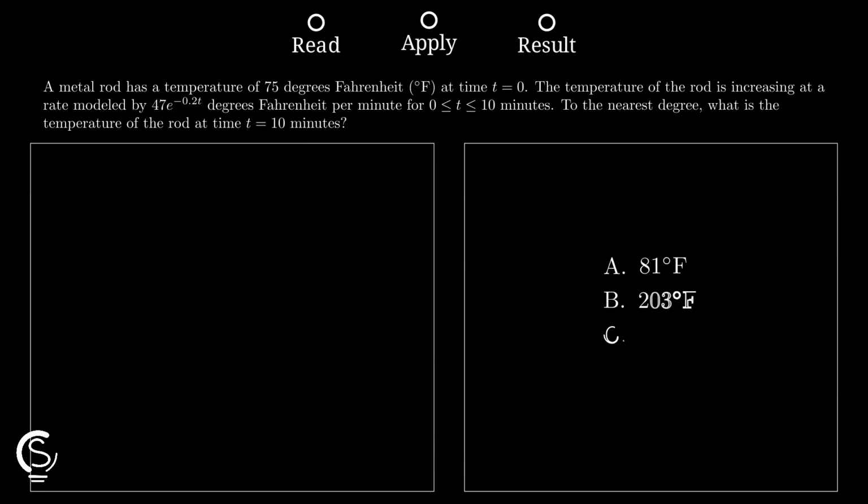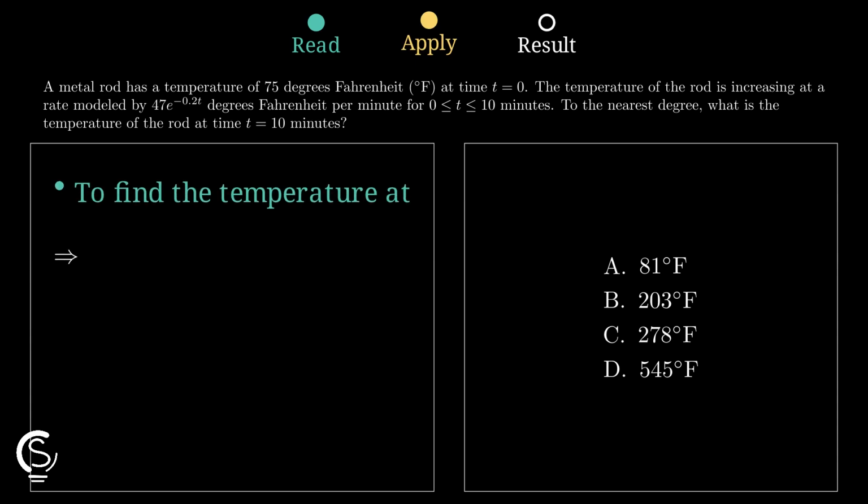To find the temperature at 10 minutes, start with 75 degrees, then add the increase by integrating 47e to the negative 0.2t from 0 to 10. Evaluate the integral using the antiderivative negative 235e to the negative 0.2t, then plug in 10 and 0 to get 203.2.